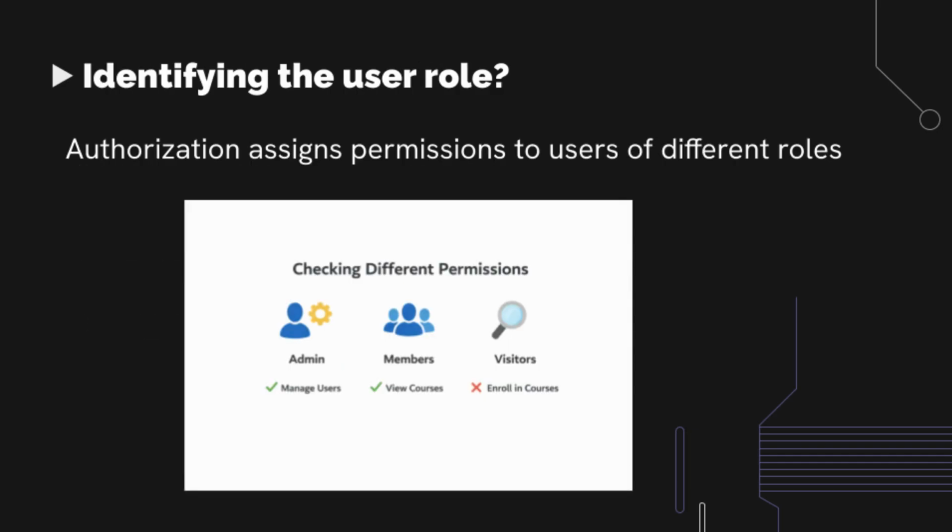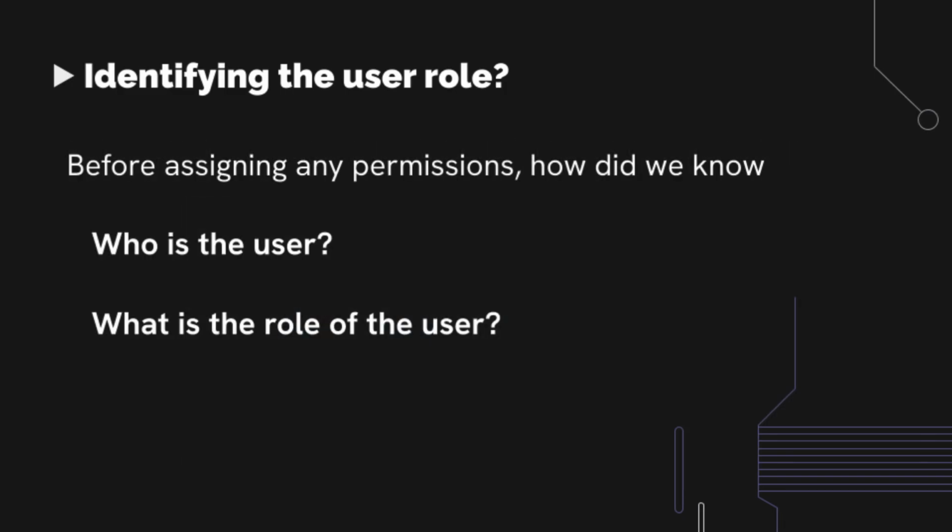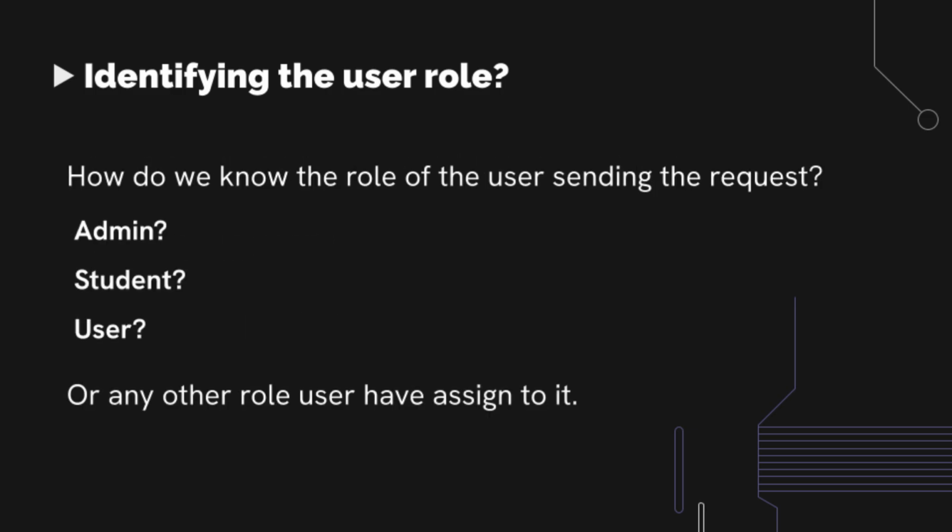server. As we know, authorization is the mechanism used to apply restrictions and assign permissions to different roles of users. But before we can set any restrictions or grant any permission to our users, how do we know who the user is and what is the role of the user interacting with our system? For example, how do we know whether the user sending the request is an admin, a student, or any other role assigned to them? For this, we first need to identify the user. Who is the user, and then extract its role from its identity.